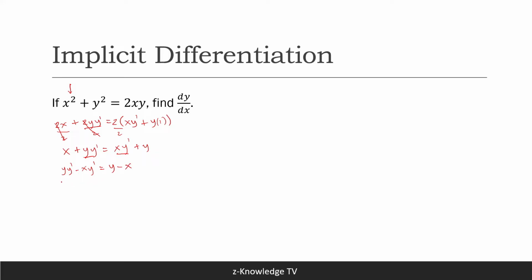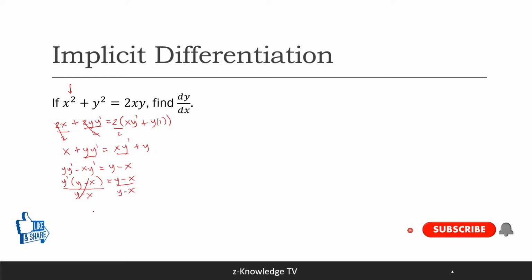Okay? Then, factor out natin yung y prime. So, magiging y prime. So, matitira dito is y minus x. Tama? So, check natin. So, y prime y minus xy prime. So, tama yung pag-factor natin. Is equal to y minus x. Then, divide natin both side by y minus x. So, para maiwan natin nag-iisa yung y prime.